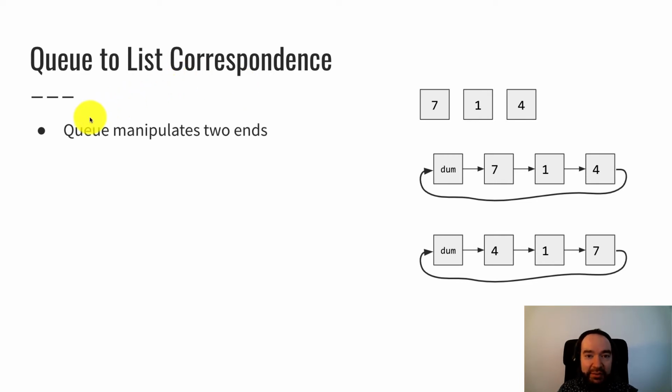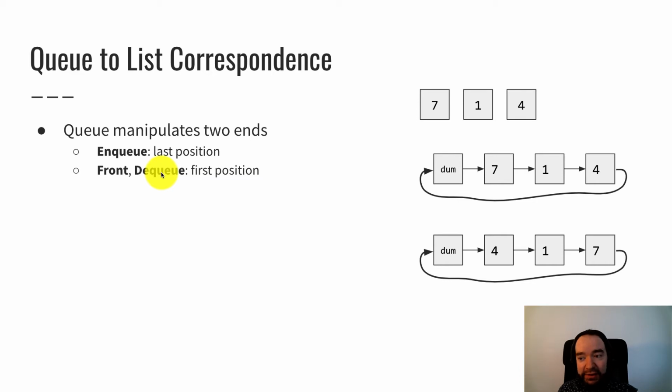It's a little bit more complicated this time because the queue manipulates two ends, not just one end, the front, like a stack. The queue has two ends that get manipulated. The enqueue operation adds an element to the back of the queue, and the front operation gets the element at the front of the queue. Also, the dequeue operation removes the element at the front of the queue.